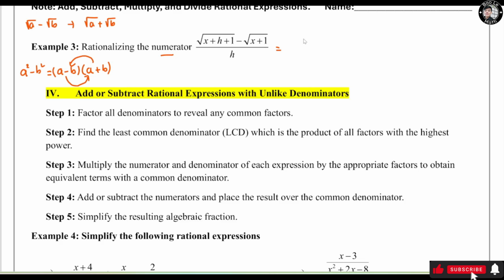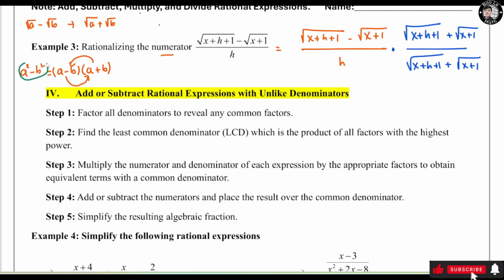Alright, so I'm going to use the formula right here. It's going to be a squared minus b squared, where this one is a, this one is b, right? So if you square this one, it's actually s plus h plus 1, right? Subtract, if you square this one, it's going to be s plus 1. Don't forget parentheses, right? Divide by h times, we're going to distribute negative 1 over here. So this guy turns out to be negative s minus 1, right?